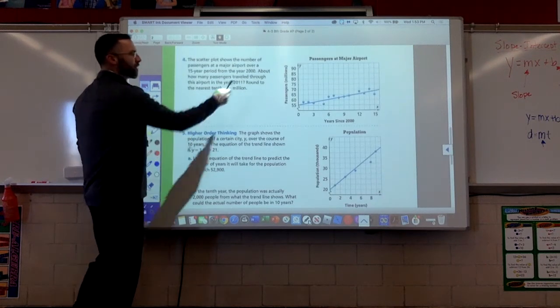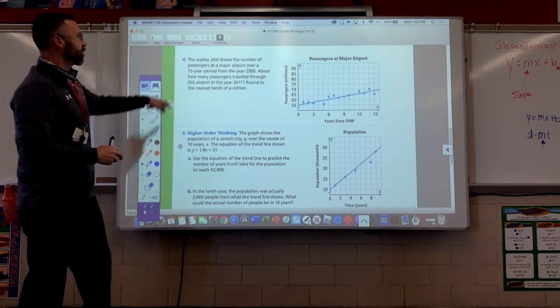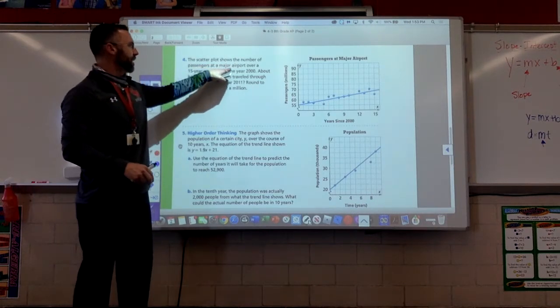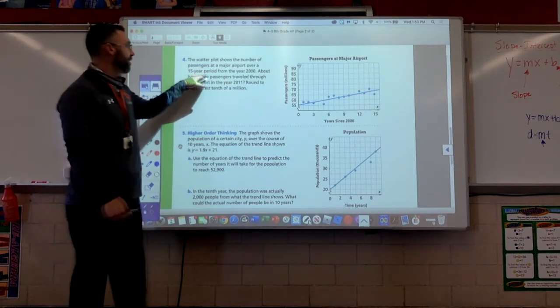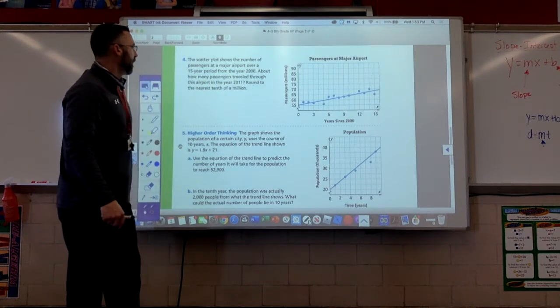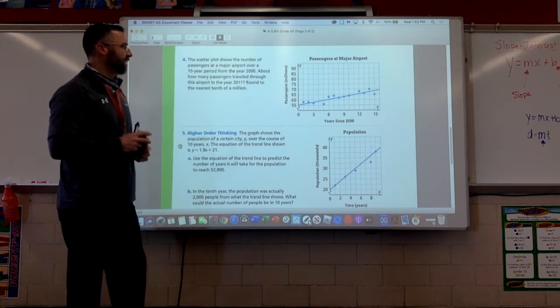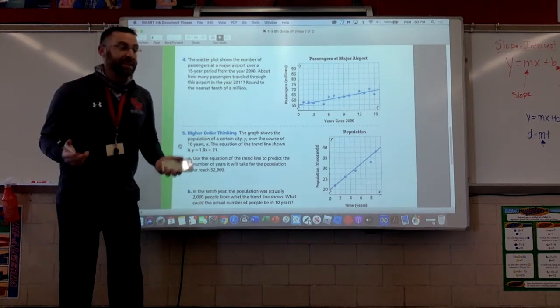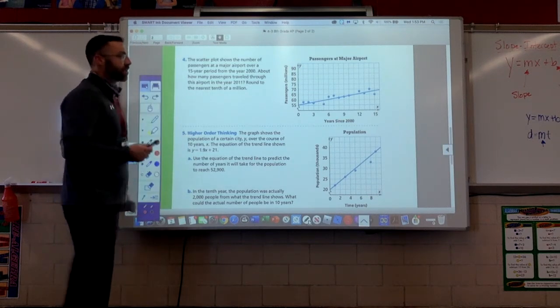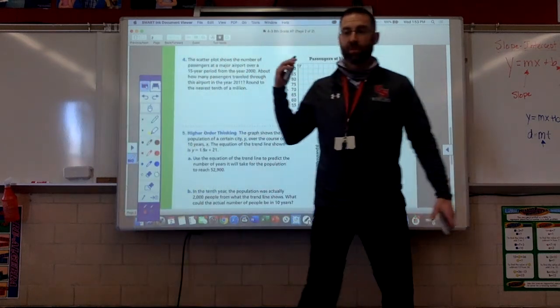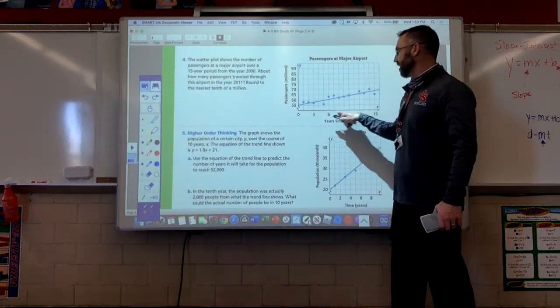Let's go. All right, another trend line, everybody. Scatterplot shows the number of passengers at a major airport over a 15-year period from the year 2000. About how many passengers traveled through the airport in the year 2011? Oh, I like these. You know why? Because we really don't have to do anything but interpret this graph. Let's go to 2011.